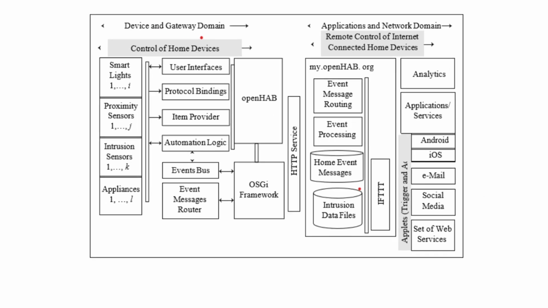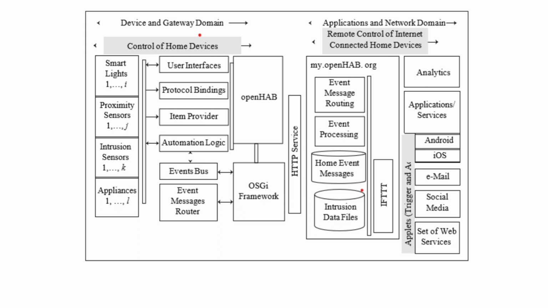Now you can see the device and gateway domain. Control of home: we will have smart light, proximity sensor, intrusion sensor, and appliance sensor, connected to the user interface, protocol binding, item provider, automation logic, event bus, event message, OSGi framework, and openHAB, and this can be analyzed through the IFTTT service. In the application and network domain: myOpenHAB, remote control of devices, connected home automation, event processing, home events and messages. Again IFTTT, analytics, applications, Android, iOS, email, social media and web services.